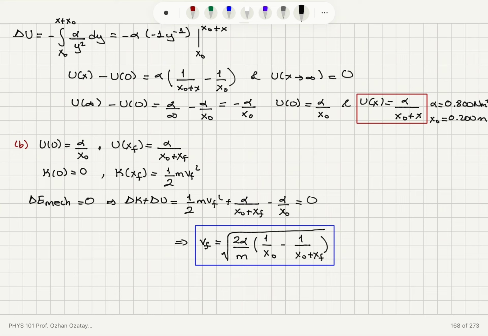So if we substitute the values of alpha, m and x0 here, we obtain the square root of 2 times 0.8 divided by the mass 0.5 kilograms, times 1 over 0.2 minus 1 over 0.2 plus 0.4, where we want to find the speed. All right, so we take the square root of this, and the final answer is 3.27 meters per second.